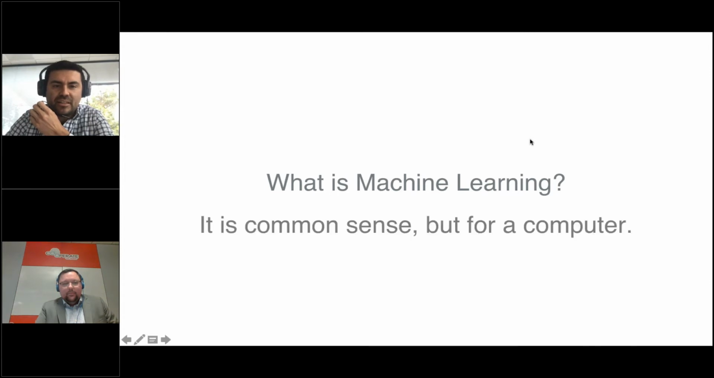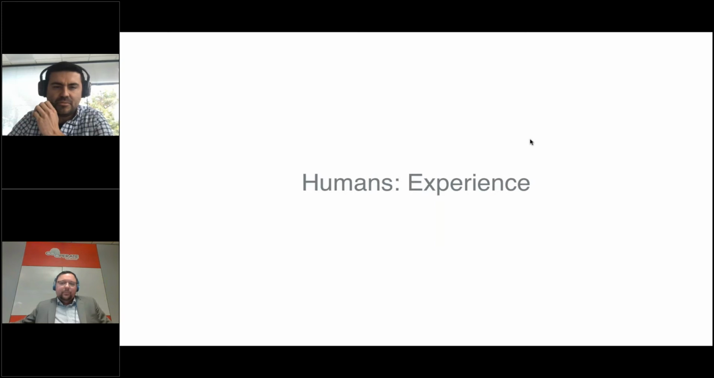So the way I call it, I have a simple definition. I call it common sense, but for a computer. So it's kind of like how humans think, trying to give that to the computer. So how do humans think, right? Let's think of common sense. How do we make a big majority of our decisions? Most of it through experience, right? We think, okay, I did this in a certain way several times, so probably if I do the same thing, I get the same results.